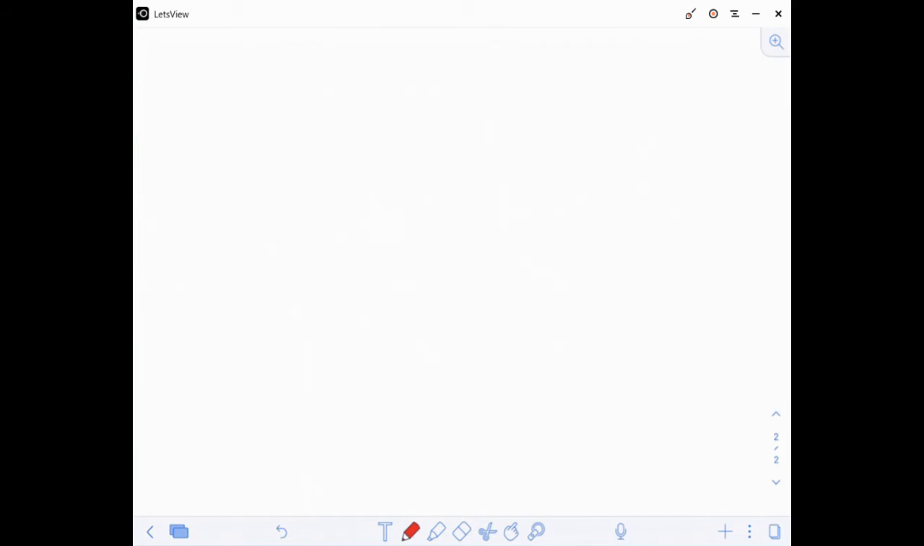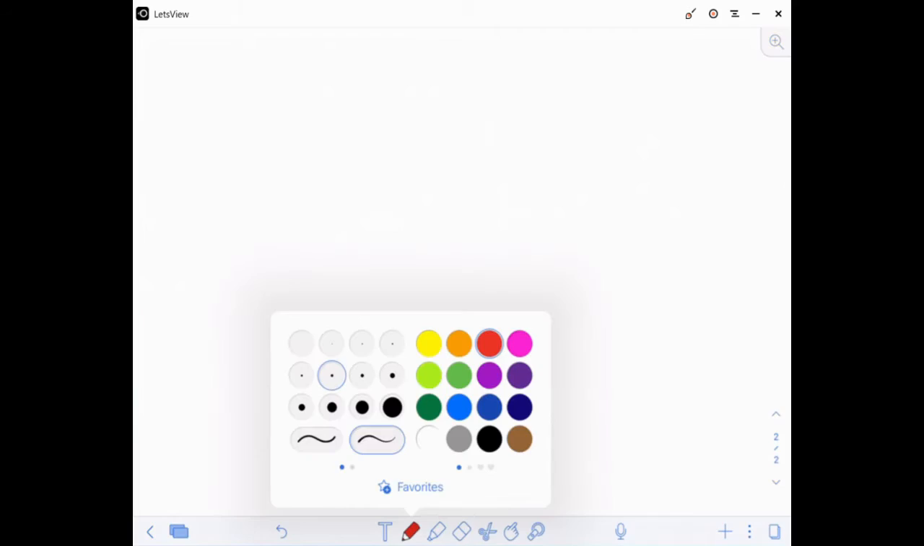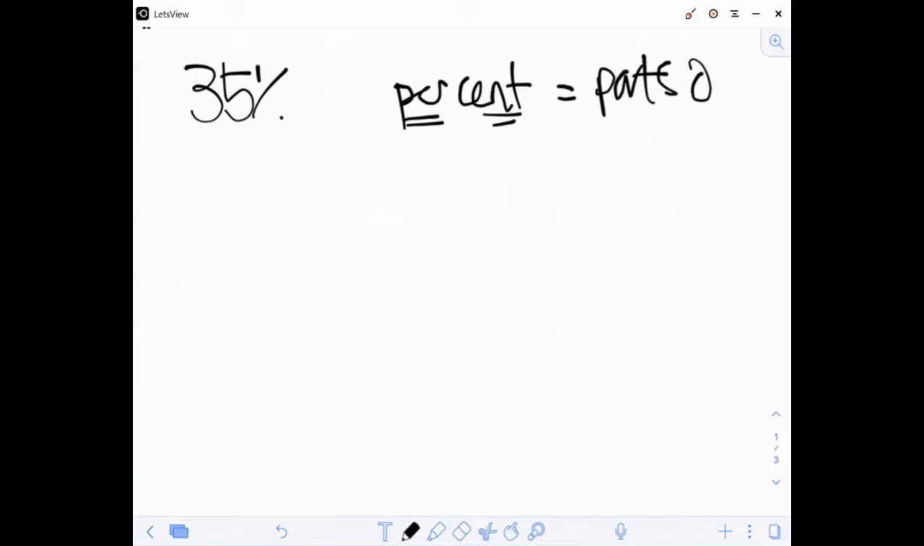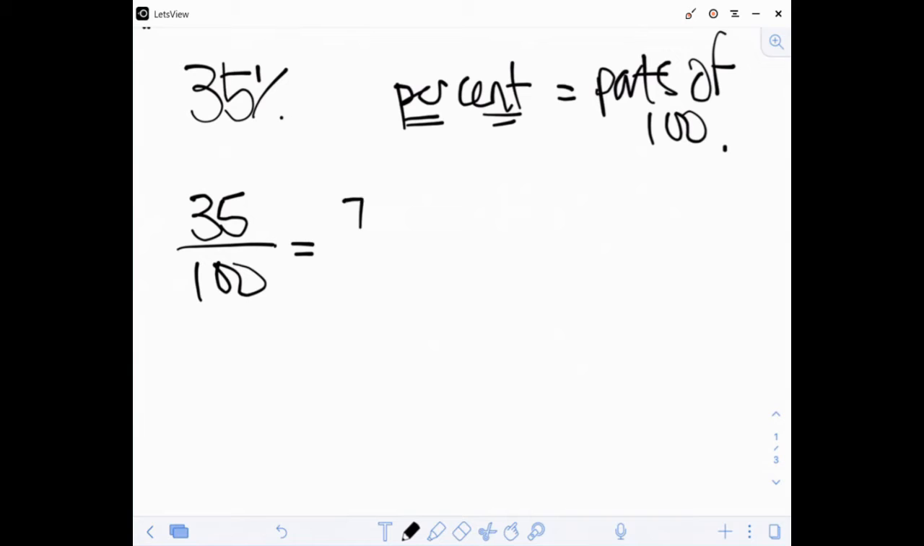The second problem said change 35% to a simplified fraction. Remember, percent means part of 100. So percent equals parts of 100. So we could say that would be 35 100ths. That is the same thing as 35%. So it said simplified fraction, so we need to reduce it. We can take out the factor of 5, so this can reduce to 7/20.